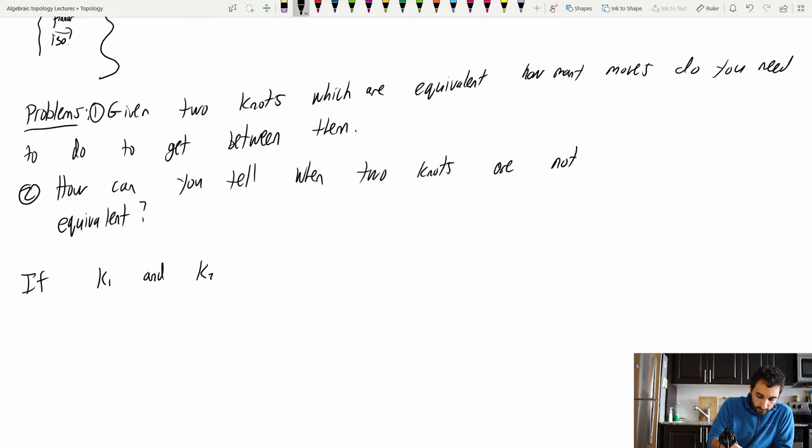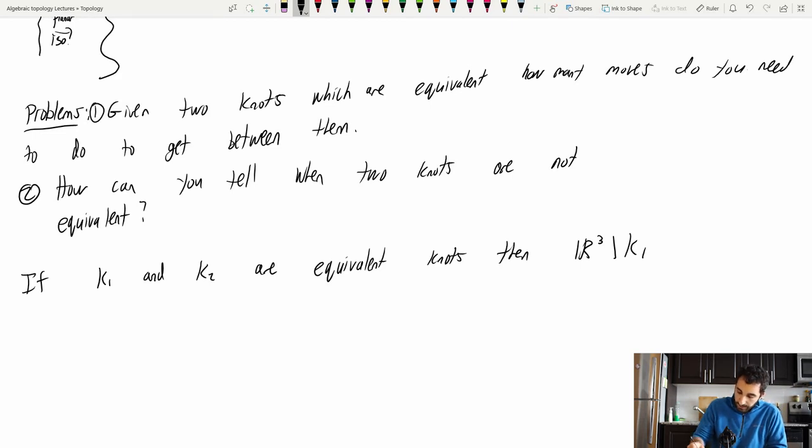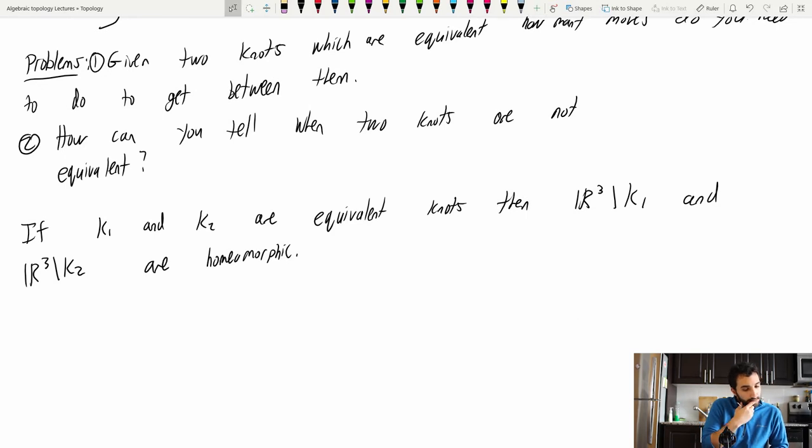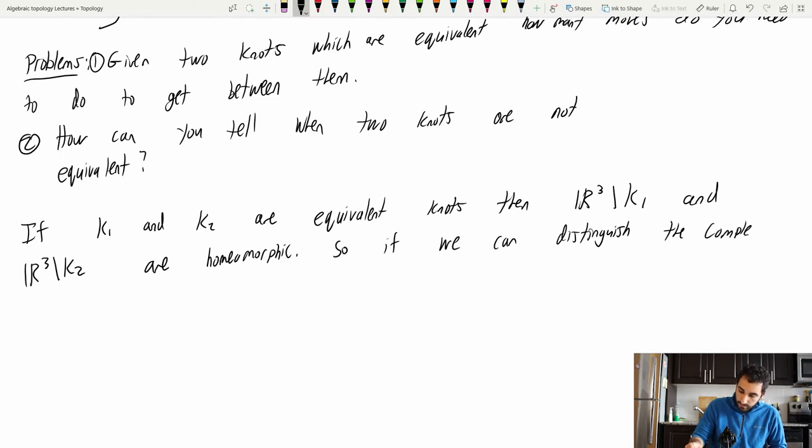If K1 and K2 are equivalent knots, then if I cut out K1 and I cut out K2 from R3, then they will be homeomorphic. If you'd like, you can trace through the definition of isotopy and see that this is the case, but I think it's pretty intuitive. And so, if we can distinguish the complements, so that's what we call R3 minus K1, the complement of K1, we can distinguish the knots.